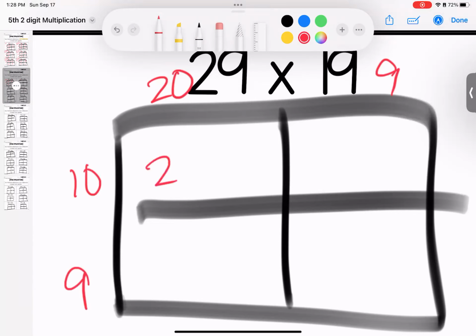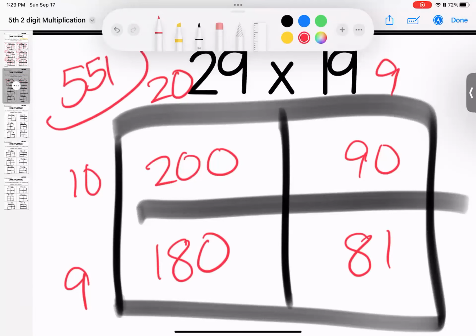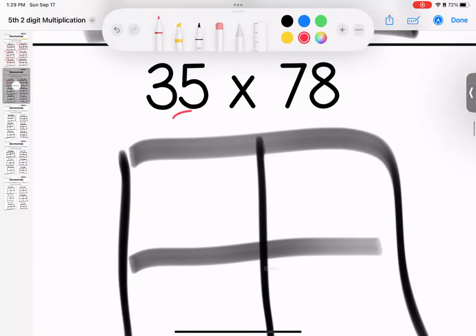Over here for 29 times 19, we have a 20 and a 9, a 10 and a 9. 2 times 1 is 2, 2 zeros. 1 times 9 is 9, 1 0. 9 times 2, 18, 1 0. 9 times 9 is 81. In total, 551.